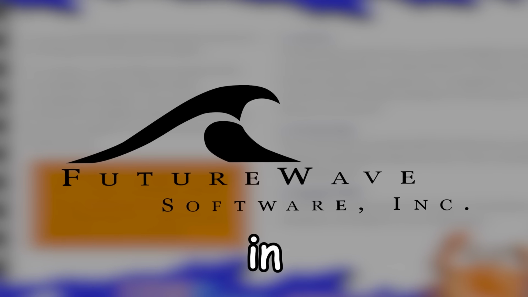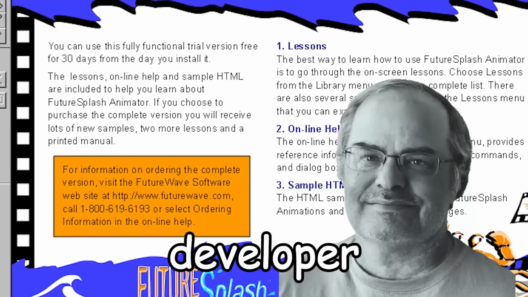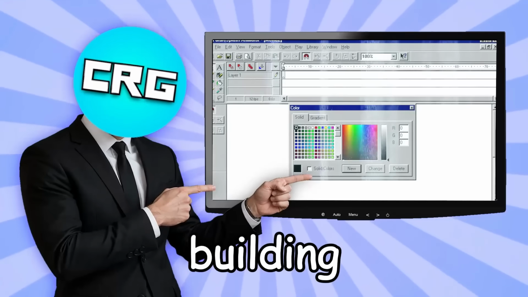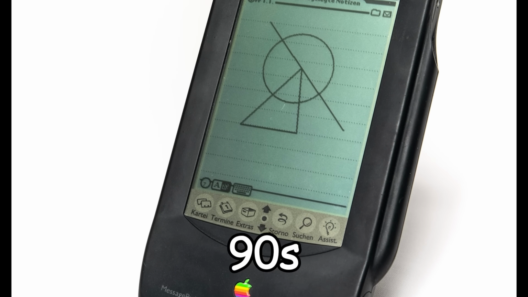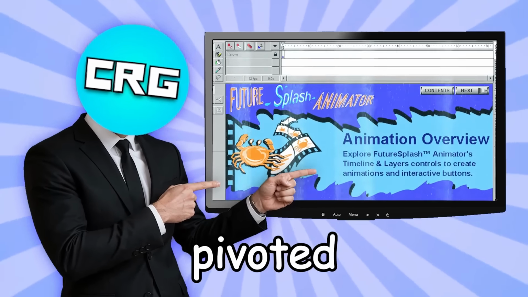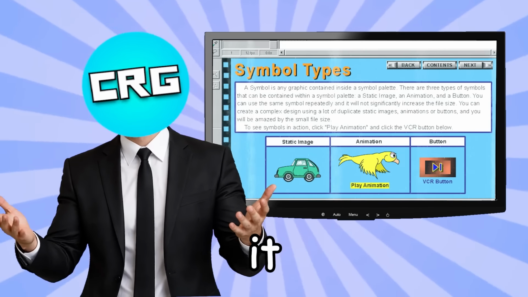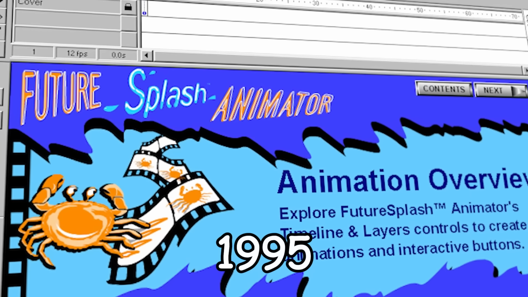Meanwhile, a small company in San Diego called FutureWave Software was working on something different. Their lead developer, Jonathan Gay, had originally been building a drawing tool for pen-based computers, the stylus tablets of the early 90s that also never really took off. When that market collapsed, Gay and his team pivoted. They took their drawing software, rebuilt it around animation, and released it as FutureSplash Animator in late 1995.